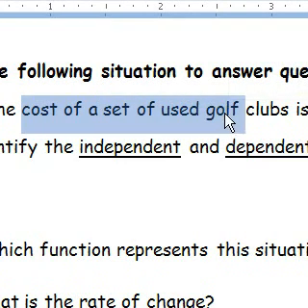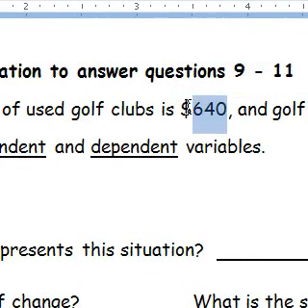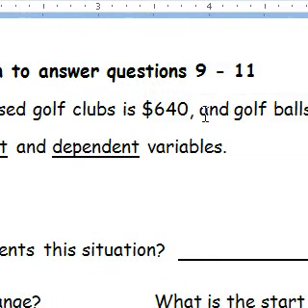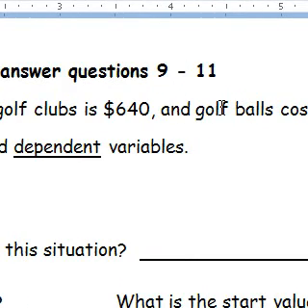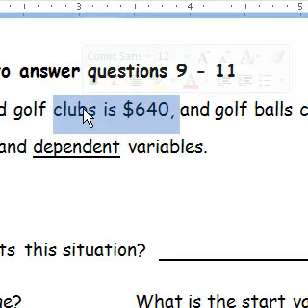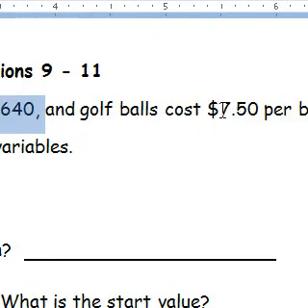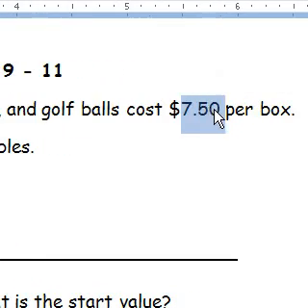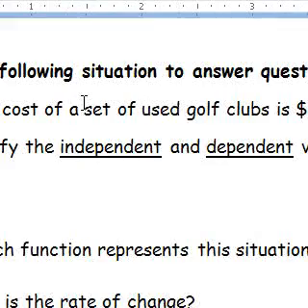We're buying a set of used golf clubs that costs $640. But you can't play golf, you can't go to the driving range until you have some golf balls to hit. So we buy the clubs for $640, and then we lay down $7.50 per box of balls.